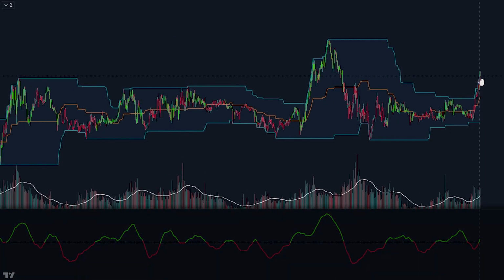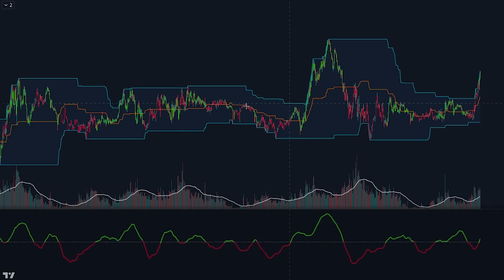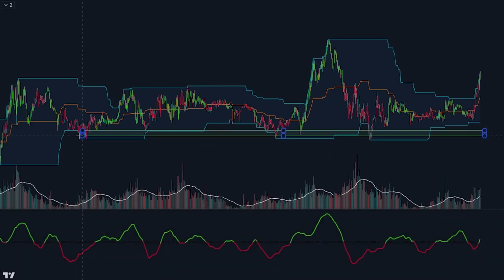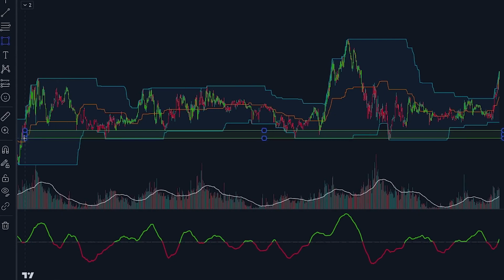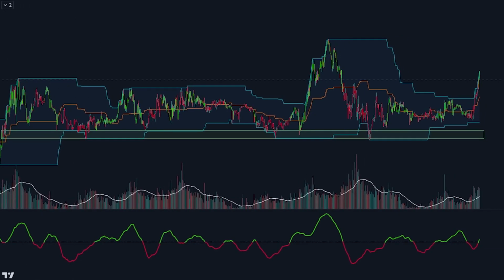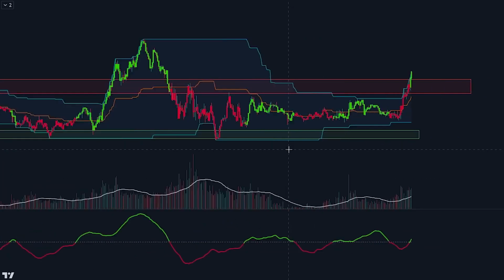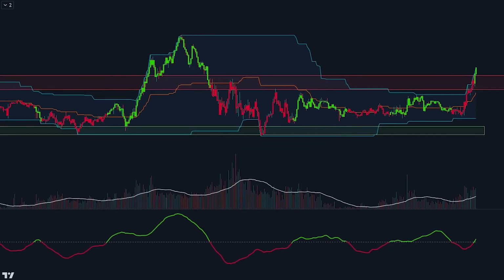First, we can see that both a support and resistance zone were created here. Let's first mark the support zone to make it more visible. To do this, we will be using the box tool on the left toolbar. Now that we have marked the support zone, let's mark the resistance zone. Now that we have marked both zones, we can analyze the price action.